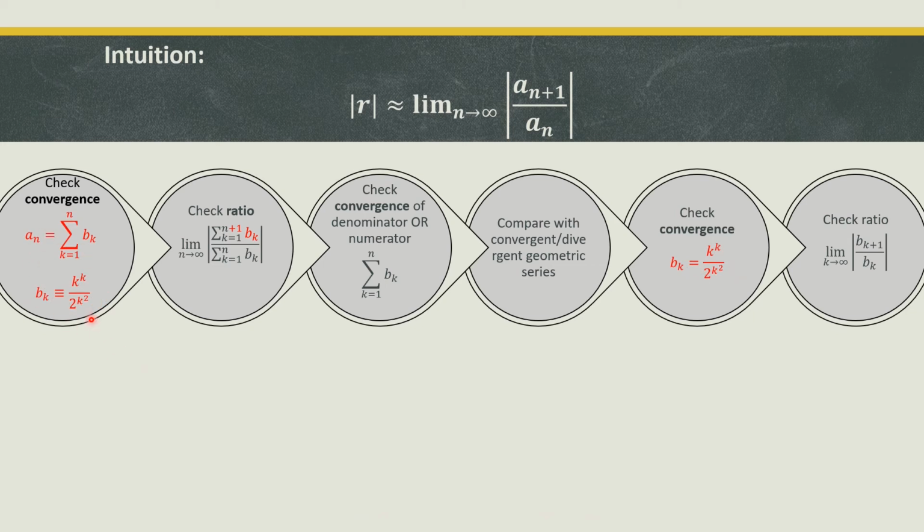Now let's do another example. Here we have k to the k over 2 raised to the k squared for our b sub k. And again, we will start by trying to evaluate this limit. So we just write down the terms. So b sub k plus 1 over b sub k.